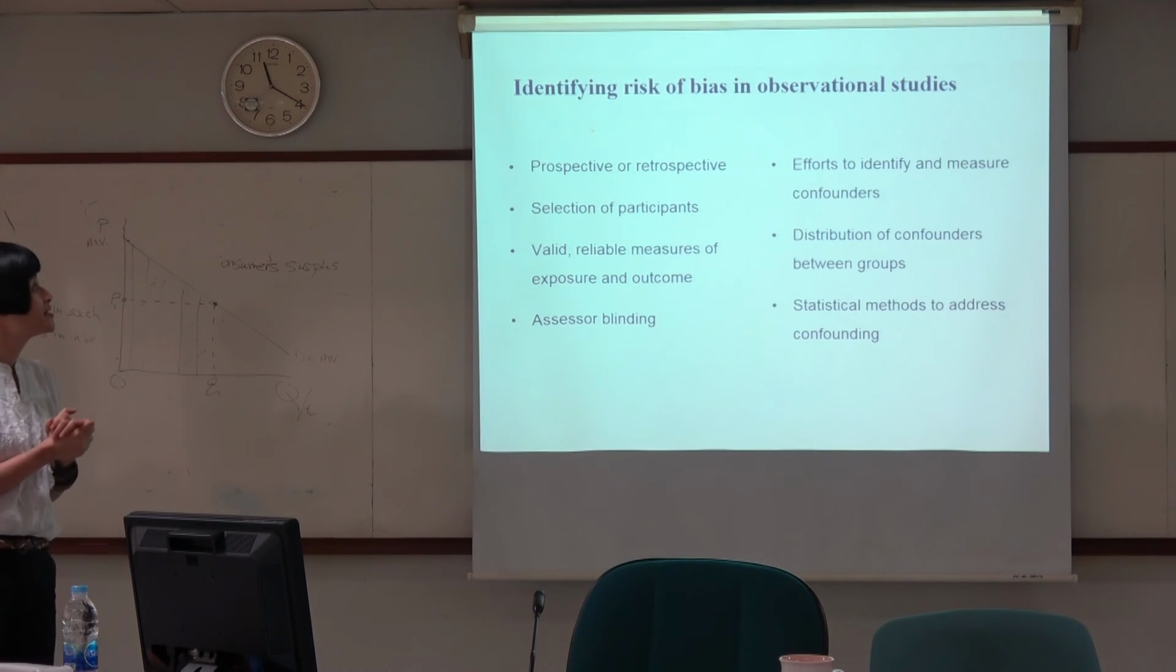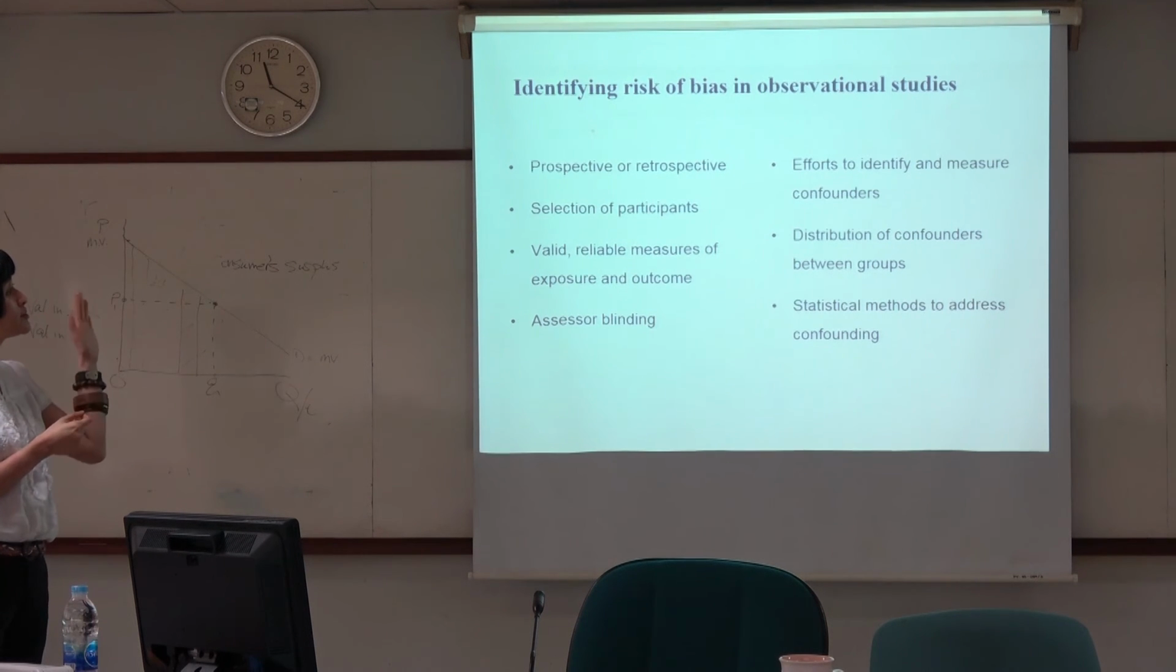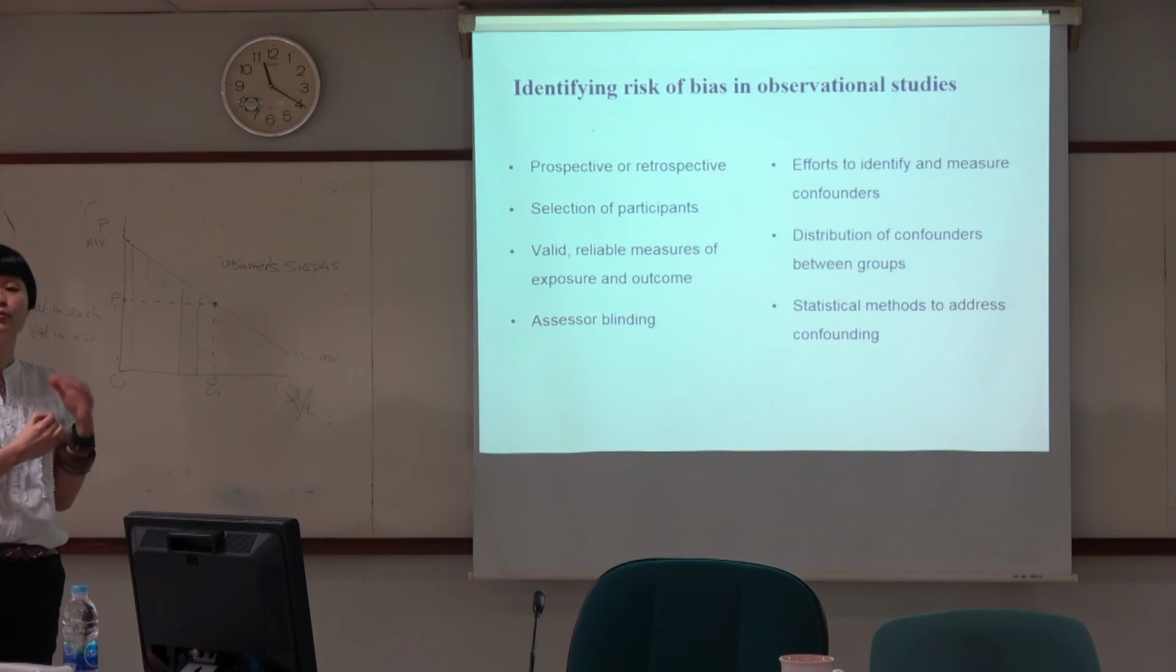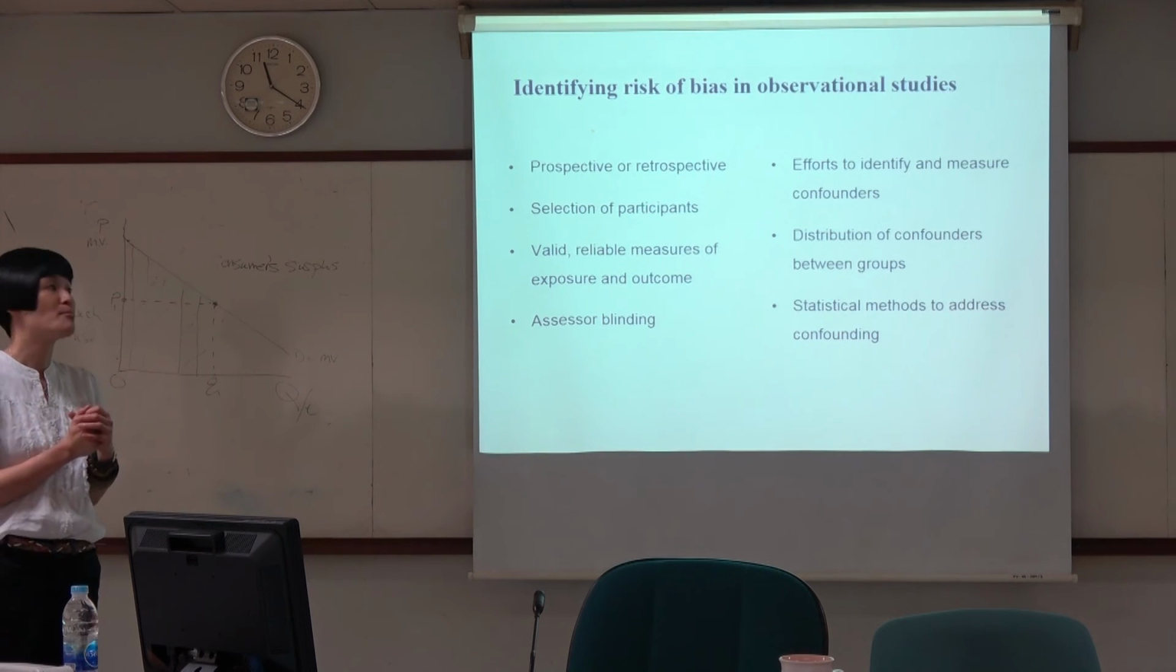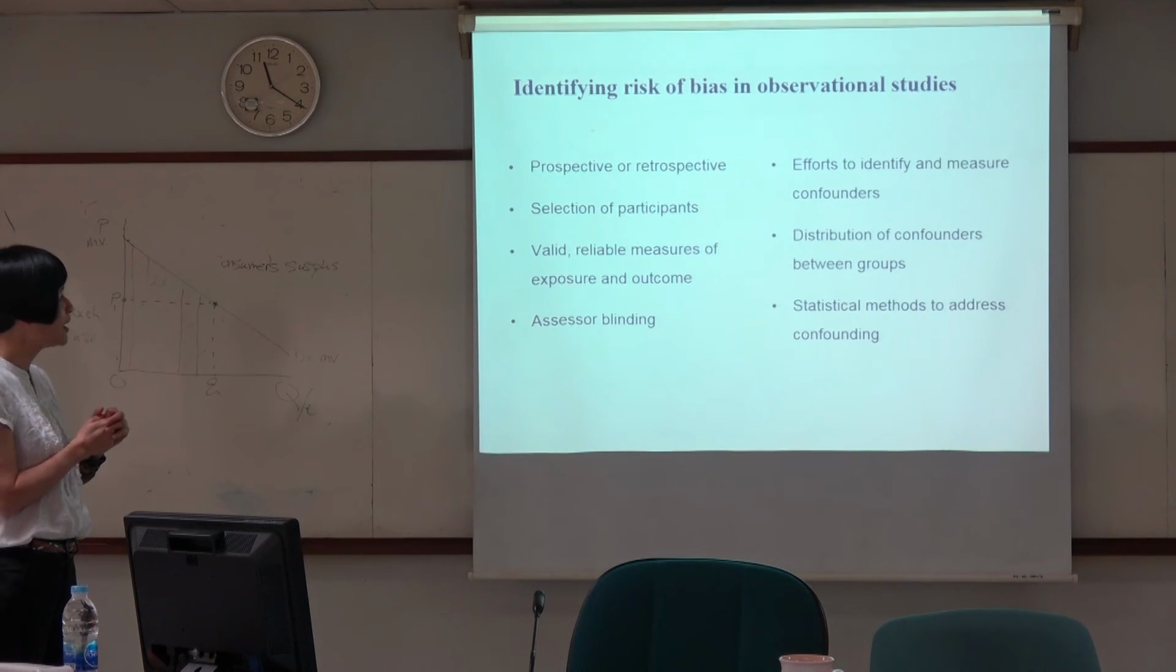So identifying risk of bias in observational studies, what are we looking for? You need to think about whether the data are prospectively or retrospectively collected. If we talk about potential recall bias, missing data, how the patients are selected. Is there potential selection bias in terms of the observational study? So look at the inclusion criteria. How did they select their cohort? And how did they select their matching comparator group?